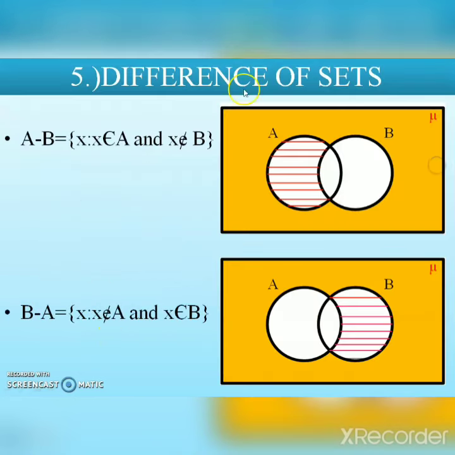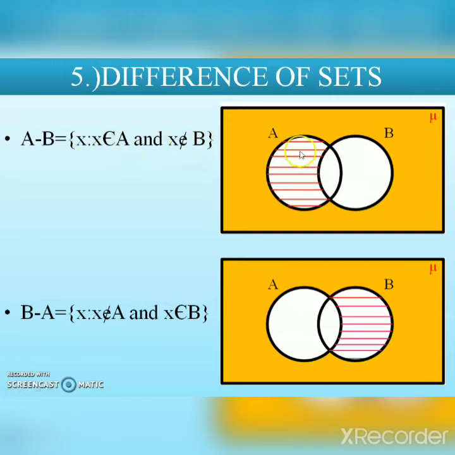Now the last type of set operation is the difference of sets. What do you mean by difference? You know, difference is minus. So if you have two sets A and B, there are two cases in this. If you want to write A minus B, then we consider the section which belongs only to A but does not belong to B. This symbol is does not belong and this symbol is belong. So here x belongs to A and x does not belong to B.